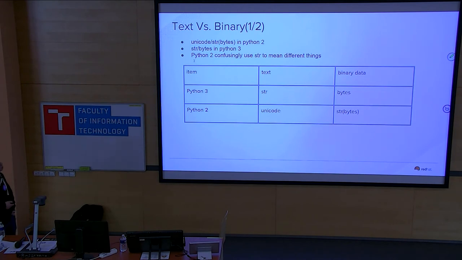From the table, you can see the text string on Python 3 uses str, and Python 2 uses unicode. For binary on Python 3, we use bytes, and for binary on Python 2, we use str. So you can see str is confusing. On Python 3, it means text string. On Python 2, it means binary data. So this change really brings a lot of challenges.